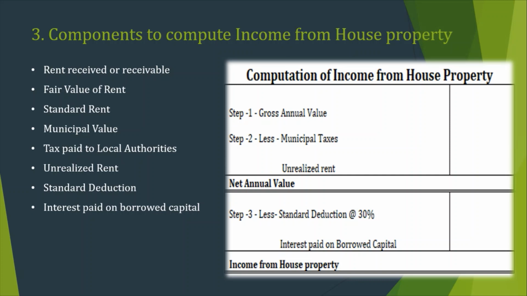Then standard deduction, 30% of the net annual value. And then interest paid on borrowed capital for acquisition and construction; there are different situations, 30,000 and 2 lakh rupees, which we will discuss. After considering all these components, we will come to the final conclusion, which is income from house property.